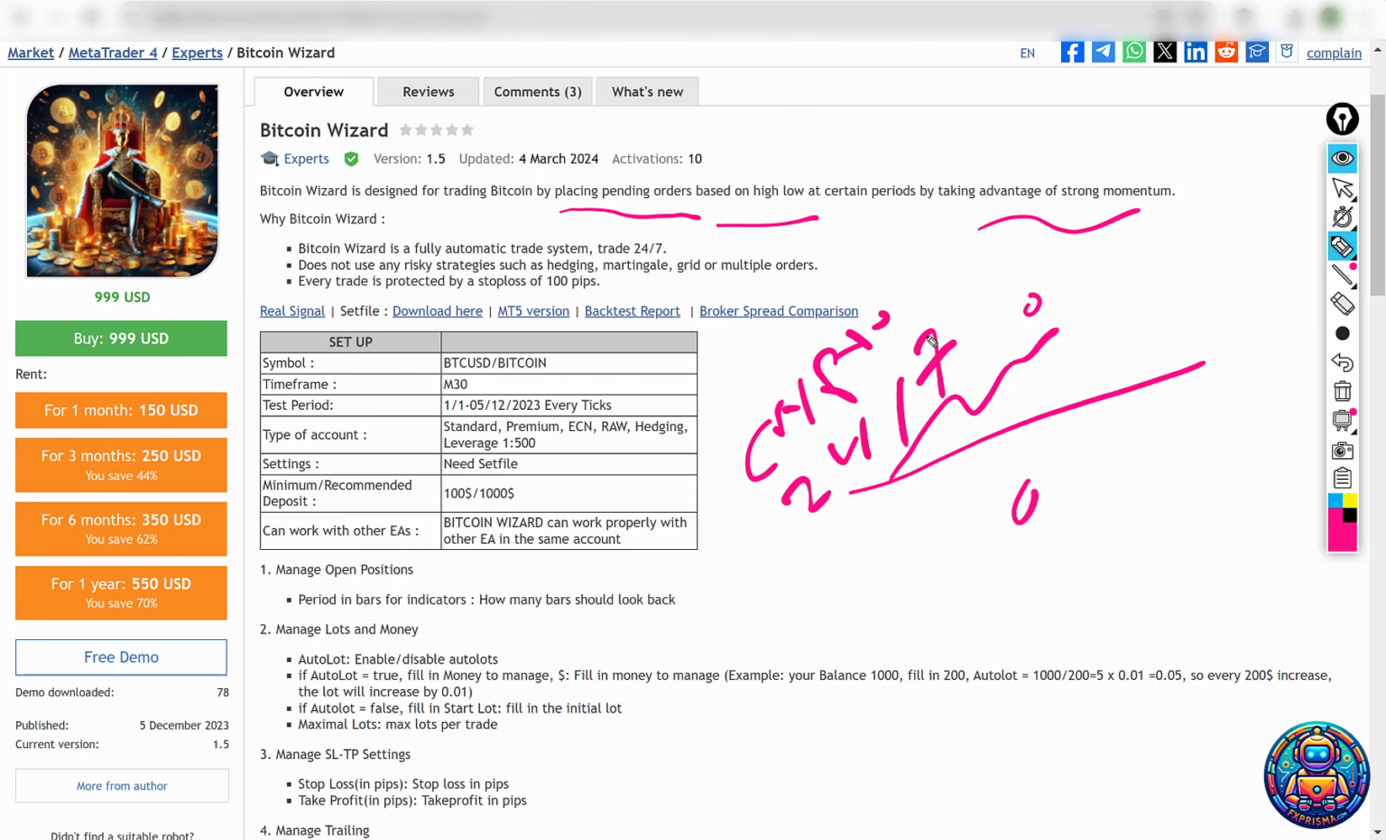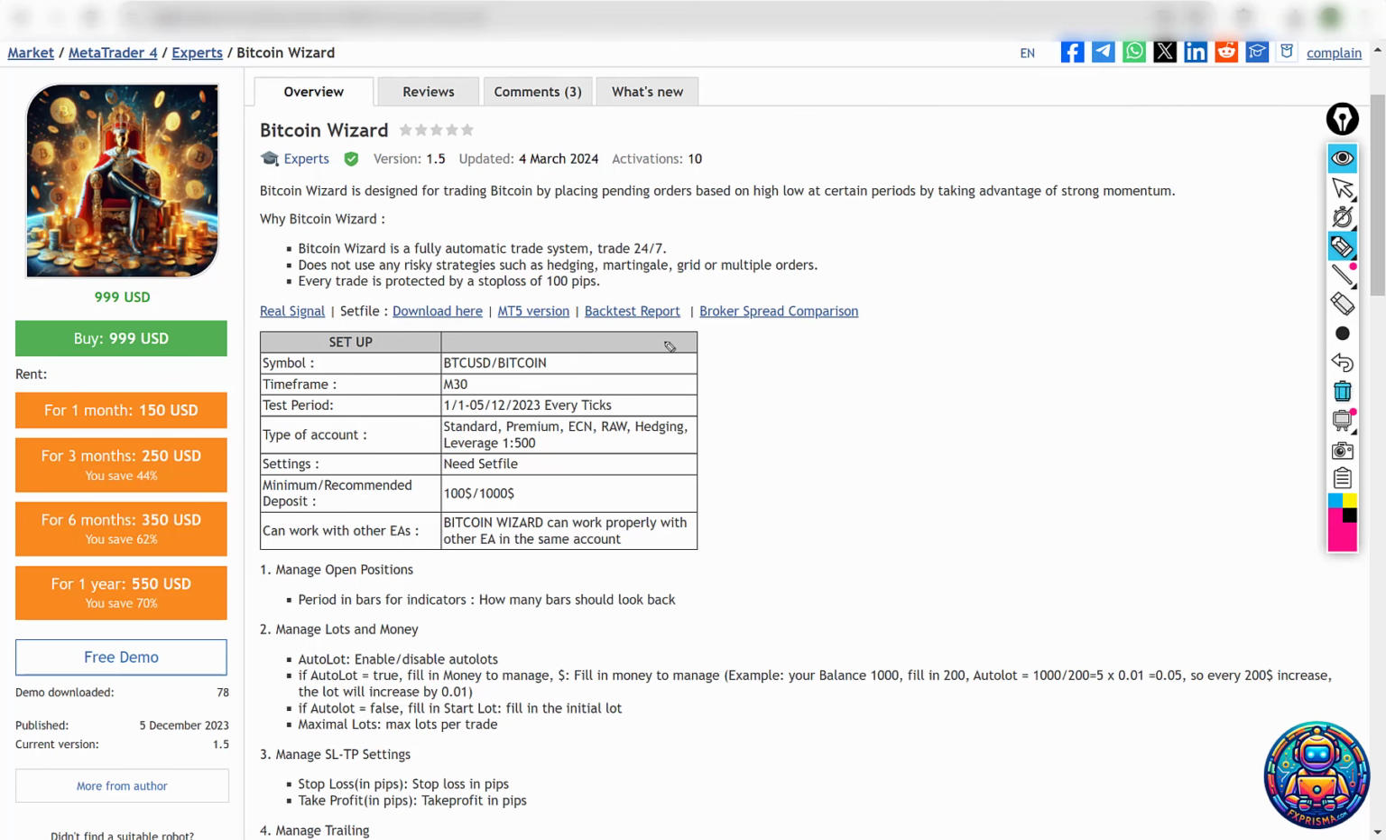And one of the key important things here is that this EA does not use any risky strategies such as hedging or martingale, grid, whatever. Each trade is protected by a 100 pip stop loss, so you can change and modify this, but that is the default. And you can see this pair is basically for the 30-minute time frame. Your leverage should be 1 to 500, and ECN is very recommended. I would not recommend using any other account type except ECN.